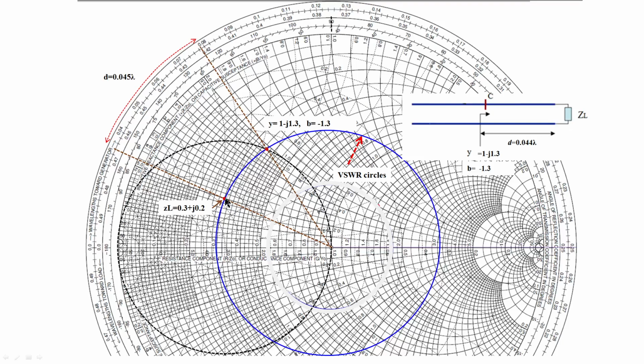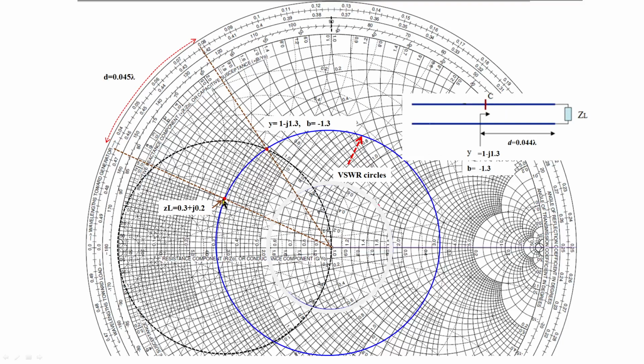Next, what you have to do, you should move like this over a transmission line. Moving over a transmission line means you should draw the VSWR circle now. Okay, passing through our load point, draw the VSWR circle. This is the VSWR circle. You draw it. Okay, your load is here now. From the load you move towards the generator.